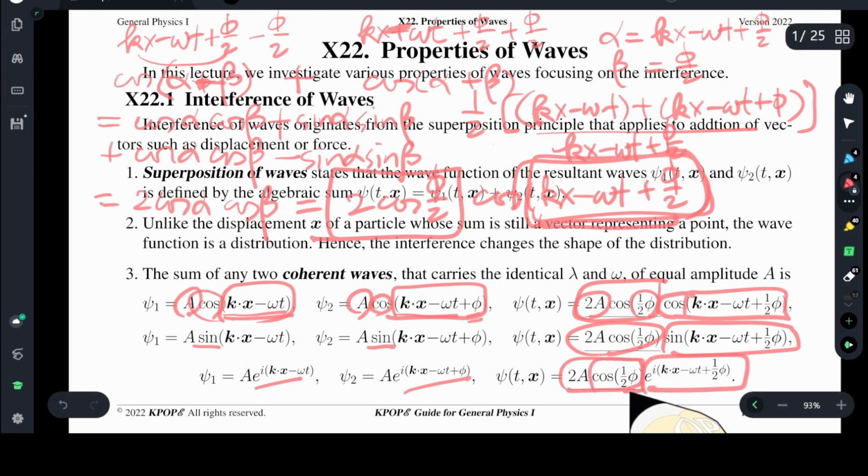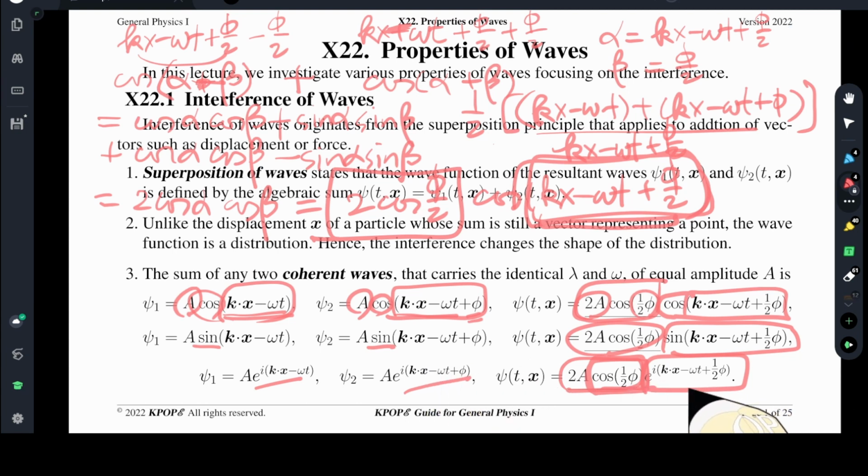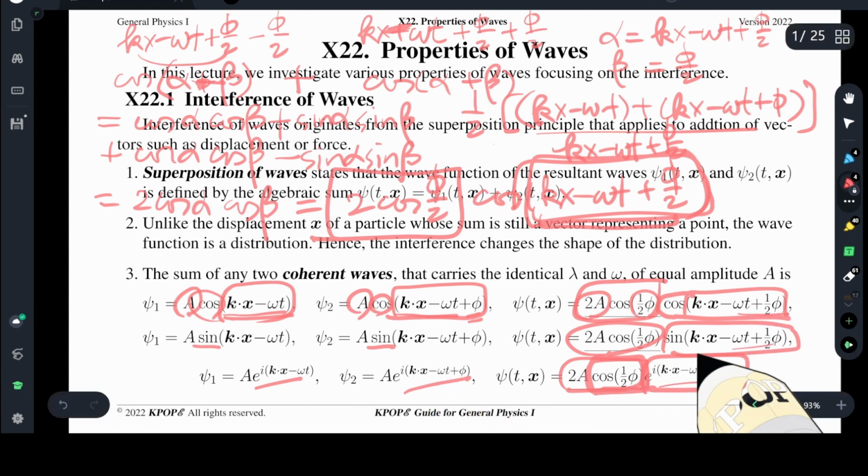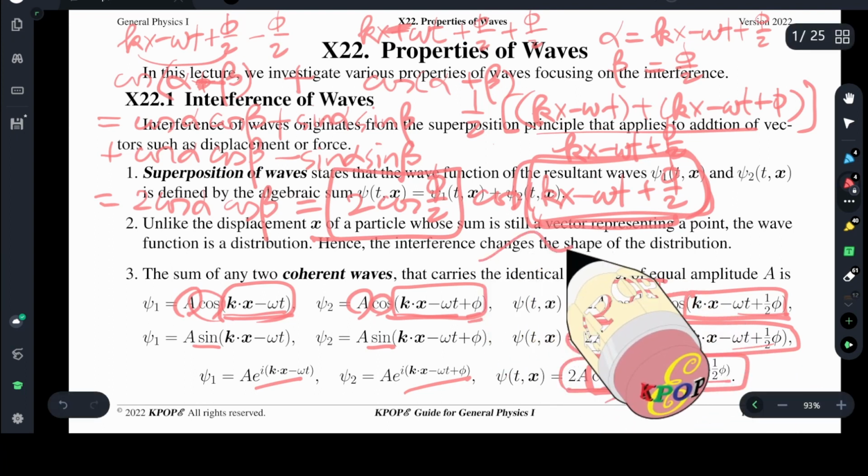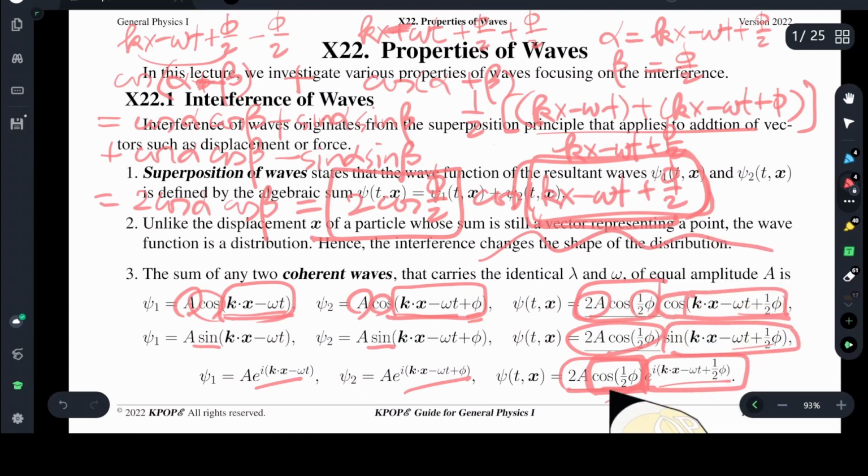This cosine of one half phi determines how the resultant wave is. Everything else is fixed, but this varies depending on phi. Sure, the argument varies, but it is just a translation. The shape doesn't change at all. However, this factor determines the change of the shape.